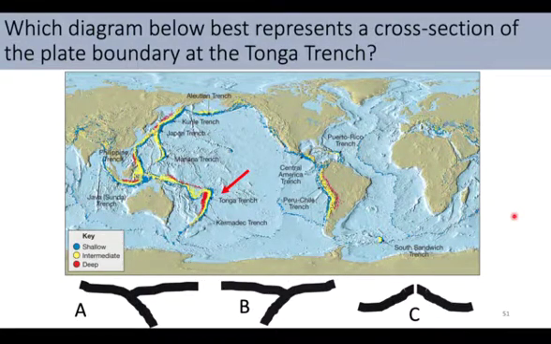So if you think about the shape of the Tonga Trench, which is right here, based on the map of the earthquakes, what do you think the shape of this trench would look like? So think about subduction and think about the direction of subduction at this trench based on the earthquakes. So which of these drawings here do you think most accurately shows the shape of the plate boundary at the Tonga Trench?